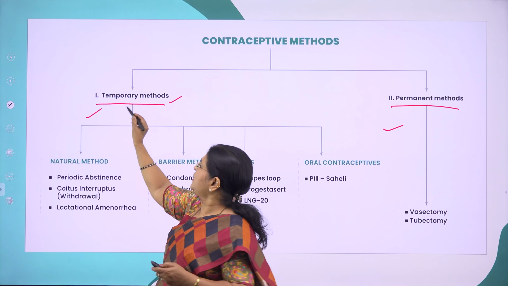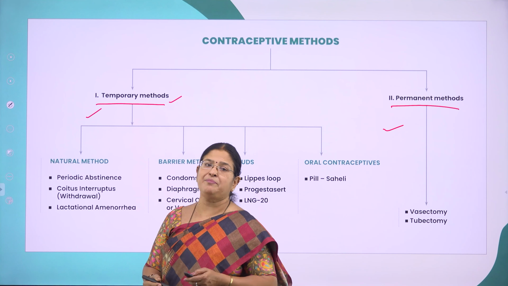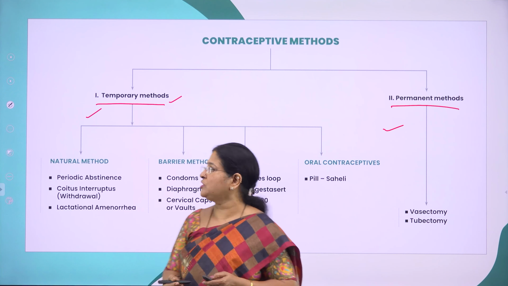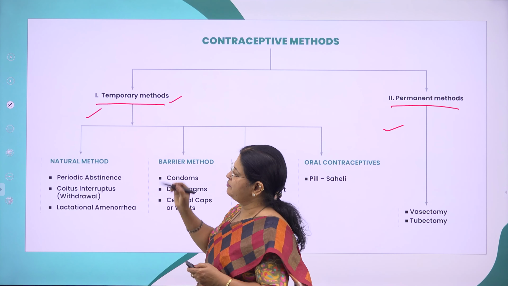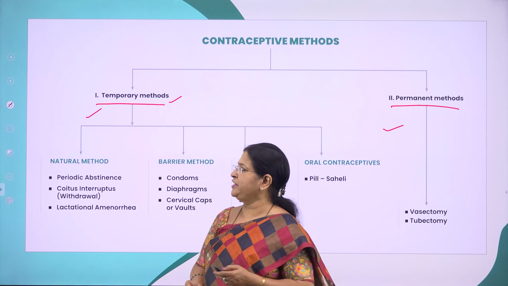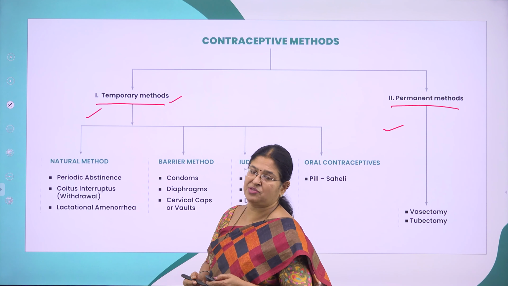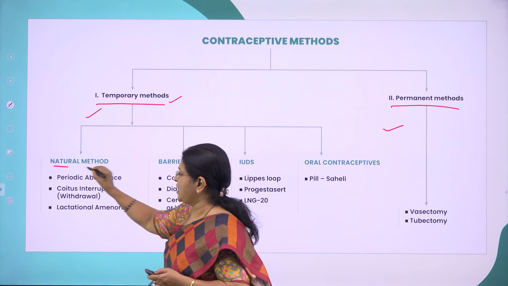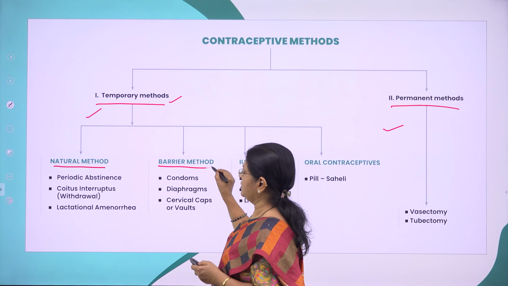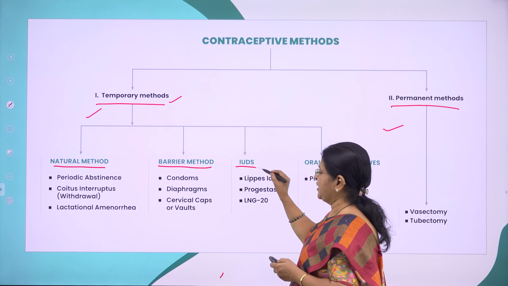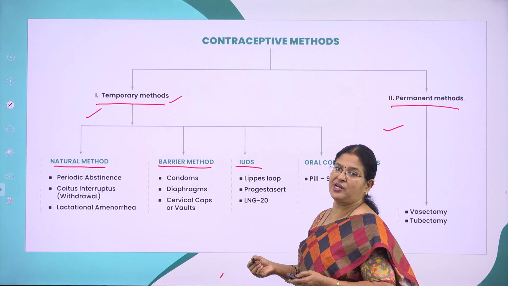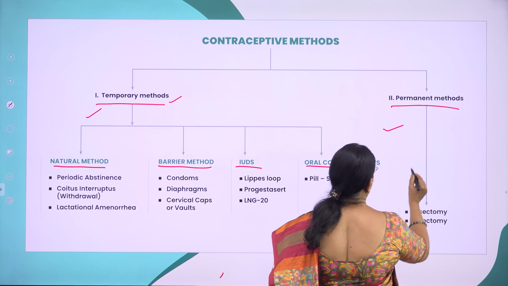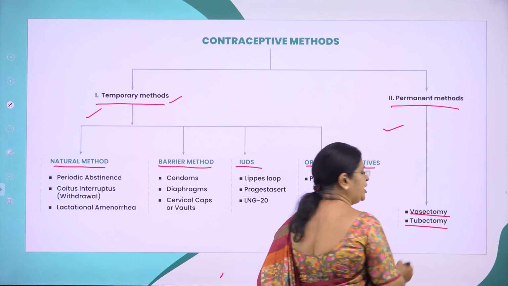Right? Now, what are these temporary methods? Contraceptive methods are broadly classified into two methods. One is called the temporary method, the second one is called the permanent method. What are the temporary methods? We can classify the temporary methods into four types. One is called the natural method, the second one is called the barrier method, third one is called the IUDs. IUDs are nothing but intrauterine devices. Then the oral contraceptives, and the permanent method is of two types called vasectomy and tubectomy.